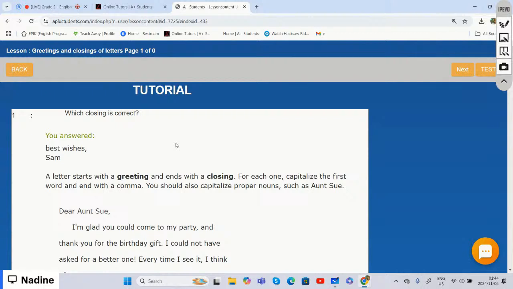So once again, before we end off, our letter starts with a greeting and ends with a closing. When it starts with a greeting, you say, "Hello, dear," and if we end off our letter with "Love," your grandson or your granddaughter.